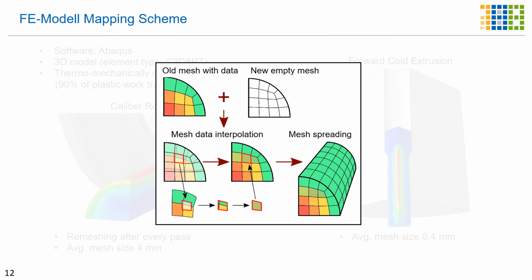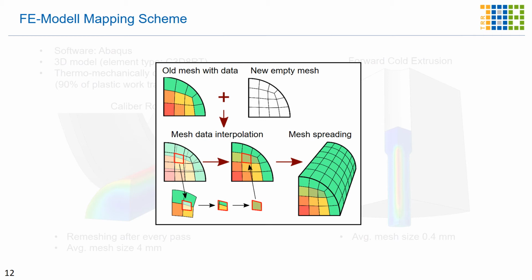We are starting with the old mesh with the data and the new empty mesh where we want to transfer the data to. The integration points of the new mesh are at different positions than the ones in the old mesh, so we will need some kind of data interpolation. As the results in rolling remain constant along the longitudinal axis, it is sufficient to use a two-dimensional scheme. For interpolation, we take a look at the elements in the new mesh and see which elements from the old mesh intersect with the new one.